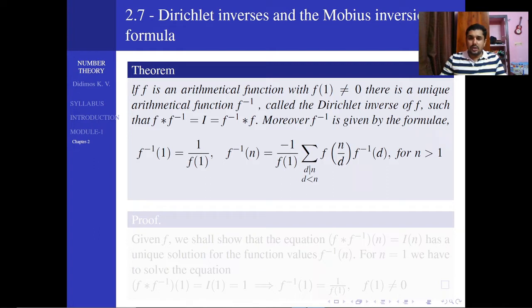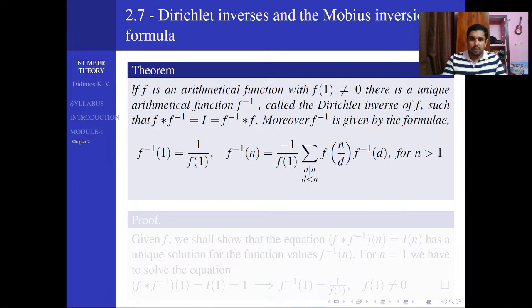Actually, this asserts a Dirichlet inverse for an arithmetical function with f of 1 not equal to 0. We will see the set of all arithmetical functions forms a monoid, and the set of all arithmetical functions cannot form a group under Dirichlet multiplication. So this theorem asserts that, along with the theorems in section 2.6, we can say that the set of all arithmetical functions with f of 1 not equal to 0 forms a group. In fact, it is an abelian group with respect to Dirichlet multiplication.